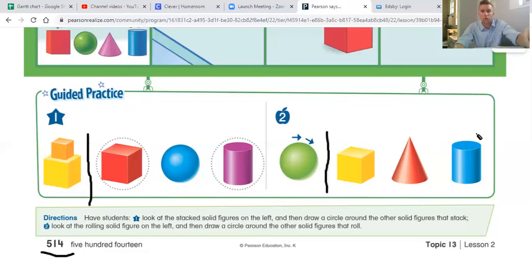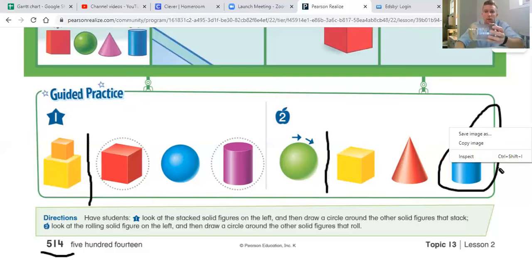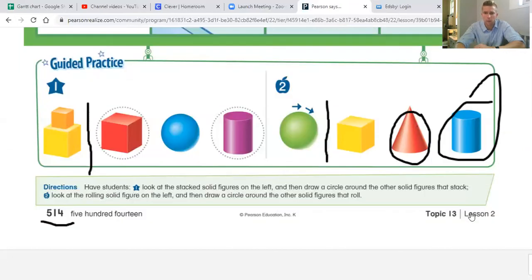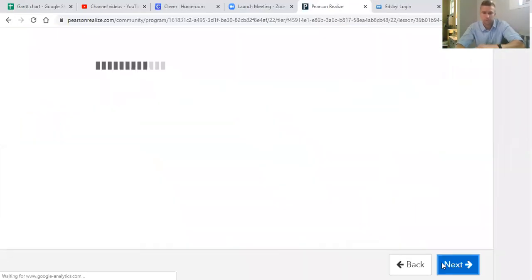Can a cylinder roll? Yes, it can. It has this rounded surface right here that makes it roll, and a cone, like I said, has the rounded surface as well, and it can roll. I wish I had a cone to show you, but this cone can roll as well. This cube, no, this cube cannot roll. I hope you got that right. Let's move on to number 3.